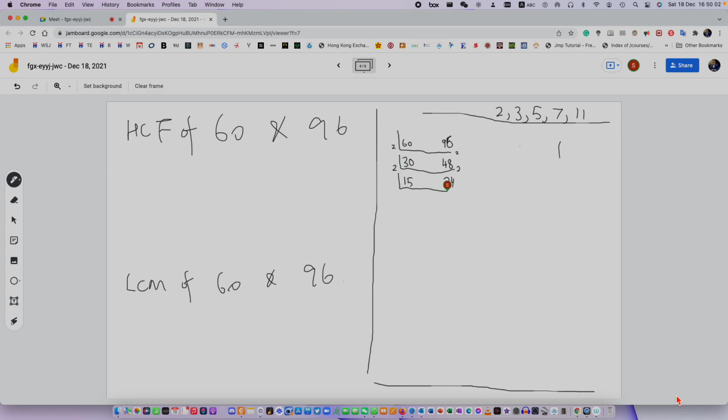How come you need to write the 2 on both left and right? Actually, you are supposed to write a 2 on the left only. You don't need to write both left and right. Because when you put the 2 here, it's known to people. This 2 is supposed to divide 30 and 48. Yep, I think that's it, right? So what's the HCF?